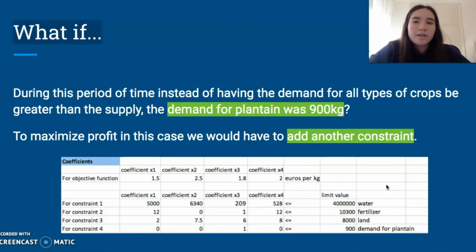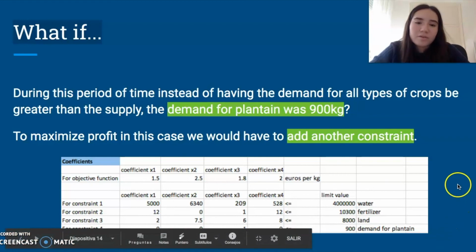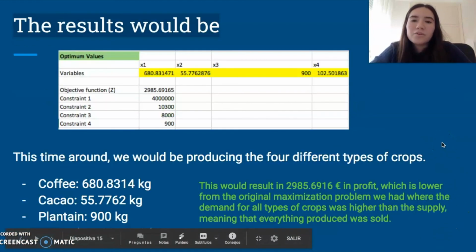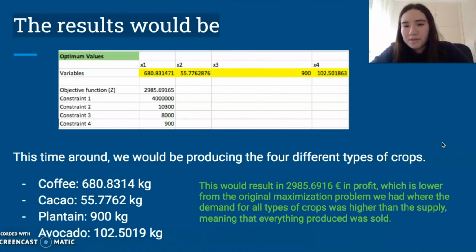But what if during this period of time, instead of having the demand for all types of crops be greater than the supply, the demand for plantain was 900 kilograms? To maximize profit in this case, we would have to add another constraint for the demand of plantain, which is constraint number 4. The new results would be the following.